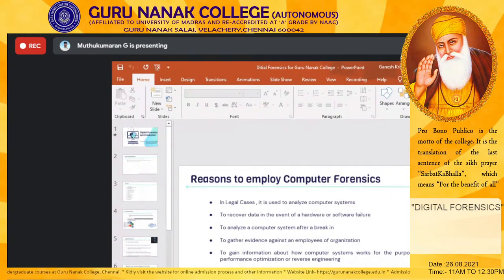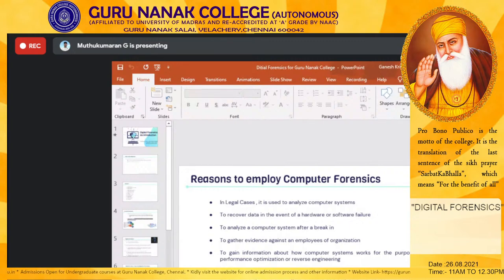The other aspects are basically to recover data in the event of a hardware or a software failure, to analyze a computer system after a break-in. So if somebody has hacked in, what has happened to your computer? What was the purpose of the hacking? Has that damaged any of your system procedure? Has it taken out any of your information or even sometimes money?